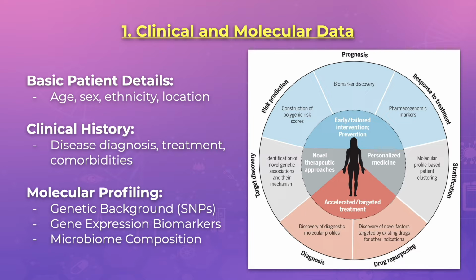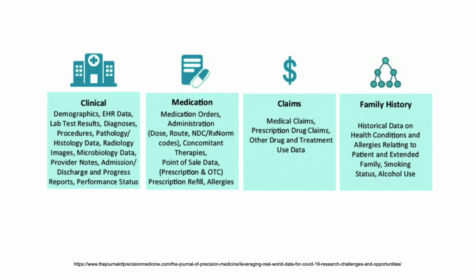To understand clinical decisions where bioinformatics is used for precision medicine, we will look at various data sources such as basic information about patients or clinical data like age, sex, ethnicity, and their environment, data that describes disease history and diagnosis, treatments, and comorbidities, and molecular profiling that allows us to perform genotyping based on SNPs in the DNA, identify biomarkers, or look at microbiome composition.